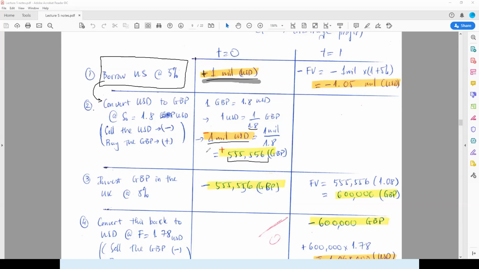Okay. So in the third step, I'm going to invest the pounds in the UK to earn the UK interest rate, which is 8%. So I'm going to go to the UK and buy a government bond for a year. When I invest in the UK, when I buy the UK government bonds, I need to pay, right? And therefore, I'm going to pay. So this is a negative cash flow, okay?